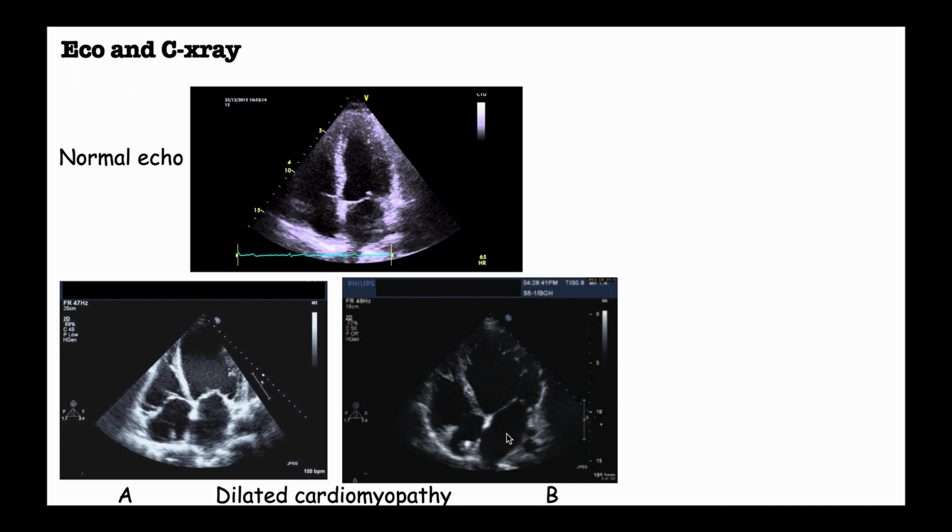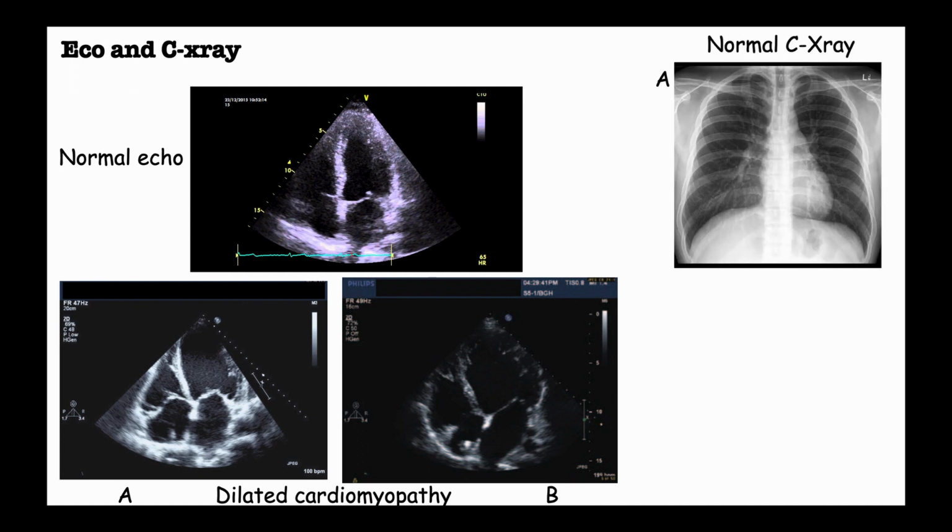Now, when we look at the normal chest X-ray over here, we see that it depicts beautiful lung markings as well as a normal sized heart, this being the diaphragm. We have our heart over here. And so you see that everything is normal, everything is nice over here. The lungs are well aerated.